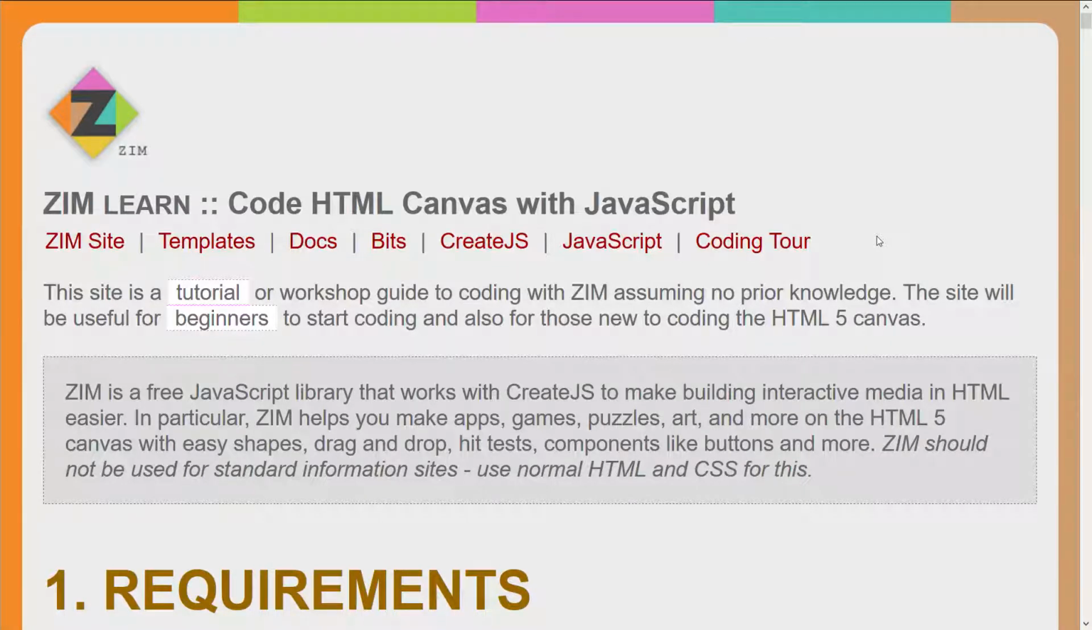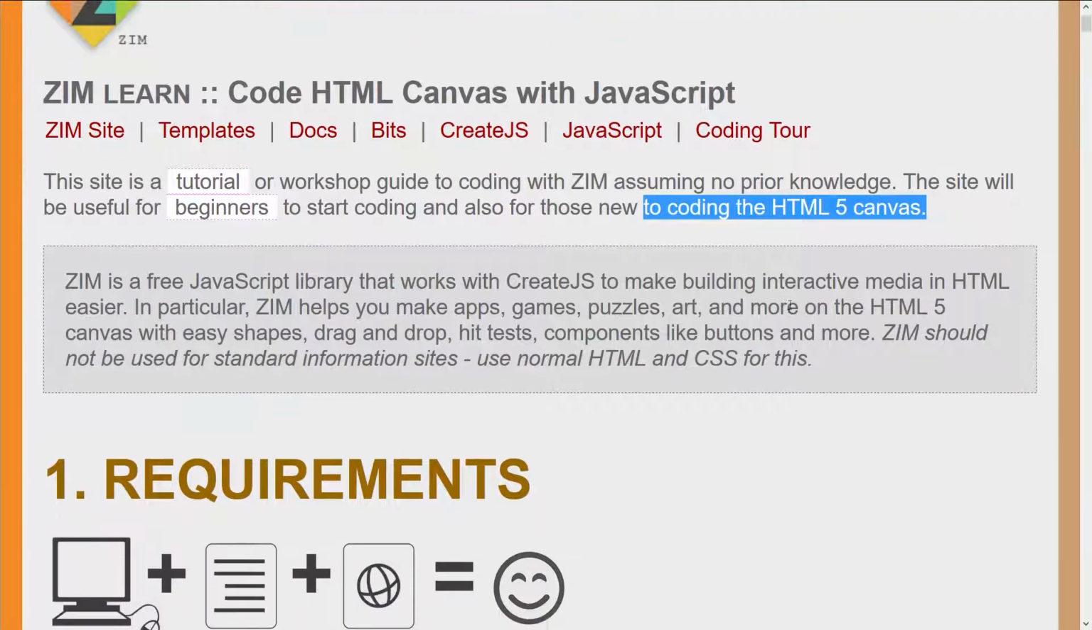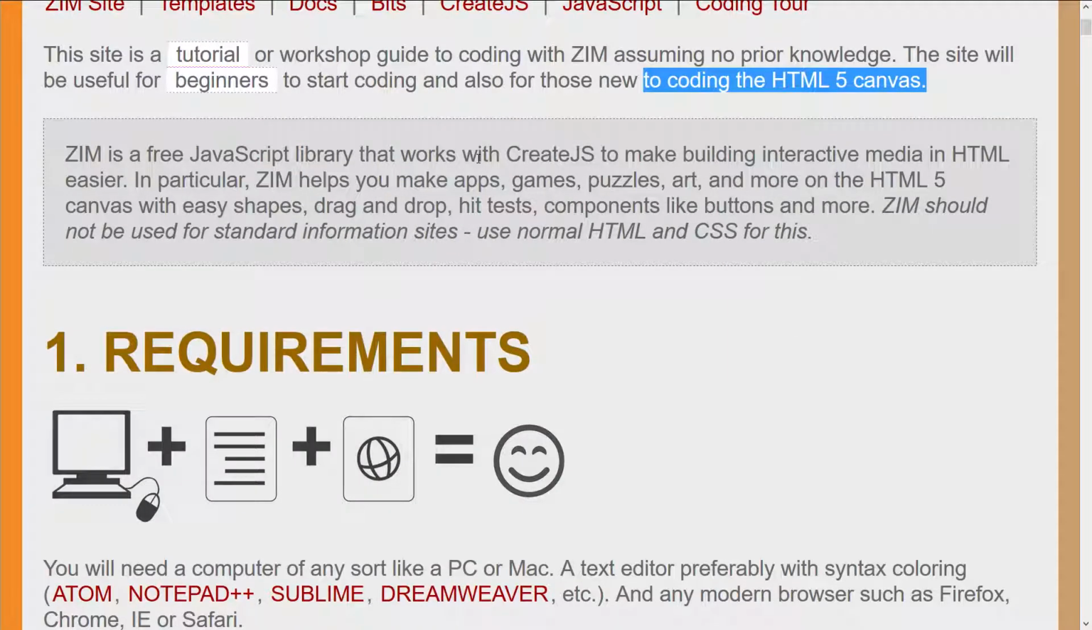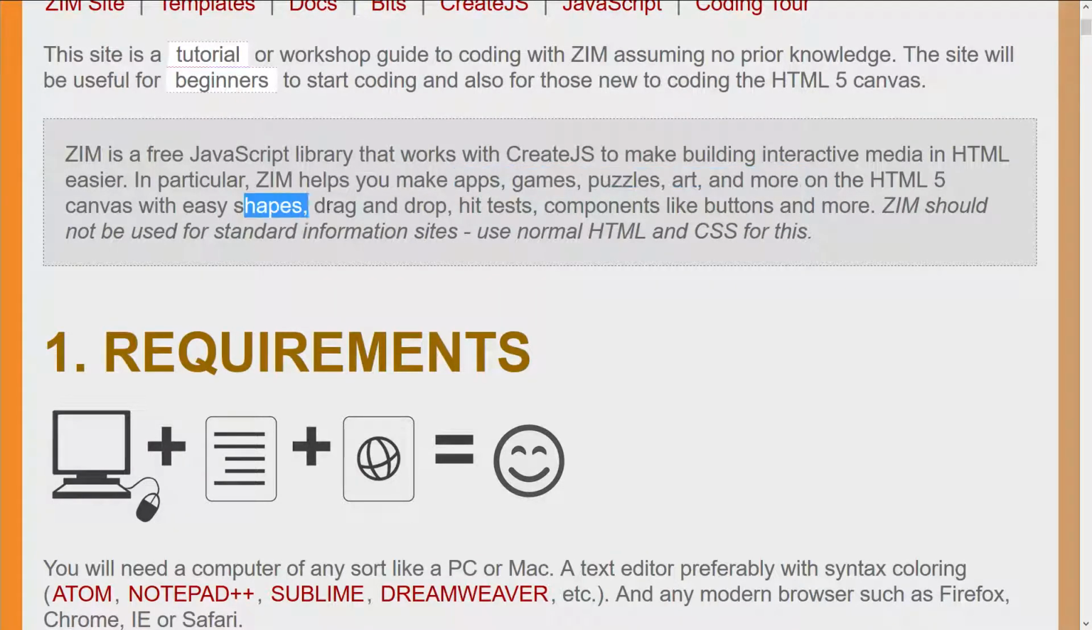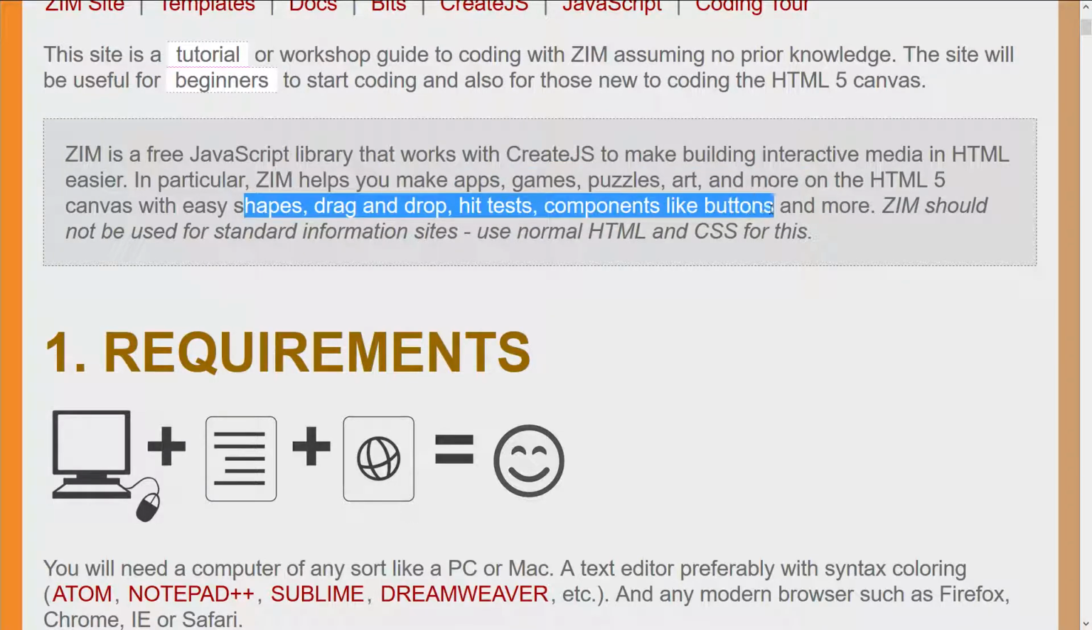ZIM Learn was set up to do a 3-hour workshop to create a game in JavaScript, well, and ZIM, assuming no prior knowledge of coding. The site's useful for beginners and to start coding, and also for those who are new to the HTML5 canvas. So ZIM, as I said in the last capture, is a library that works with CreateJS to help build interactive media, and you can make apps and games and puzzles, art, and more on the HTML5 canvas with easy shapes, drag and drop, hit test components, buttons, etc.